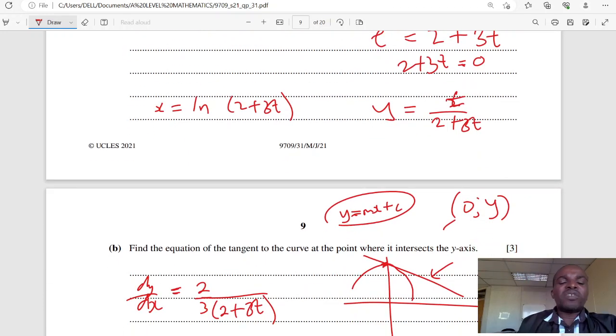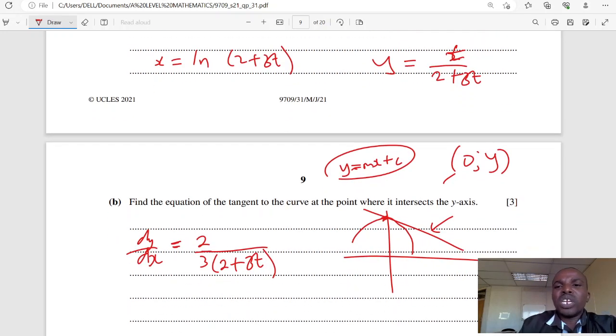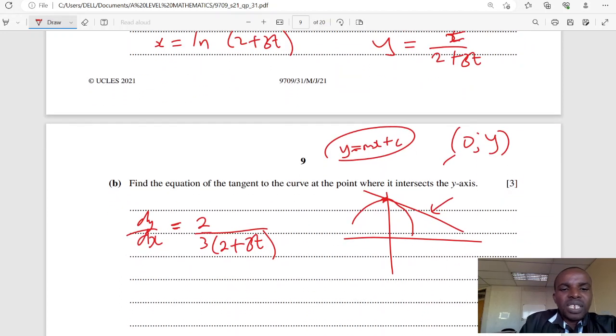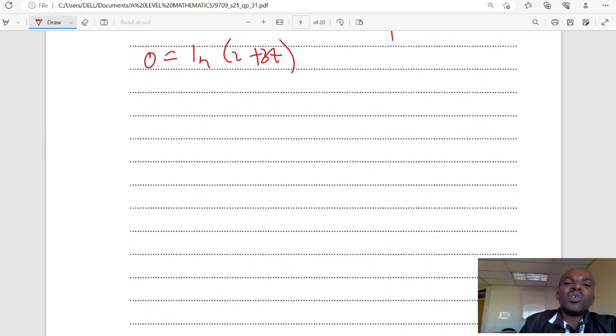Right, now we have to find the equation of the tangent to the curve at the point where it intersects the y-axis. That is when x equals 0, right? So if you put x as 0 in this case, you can find the value of t, so that you can find the value of y. Find the value of t, then substitute where there is t, and you find the corresponding value of y when x equals 0. So put x as 0 first. It will be 0 equals ln of 2 plus 3t. Then you can find the value of t.